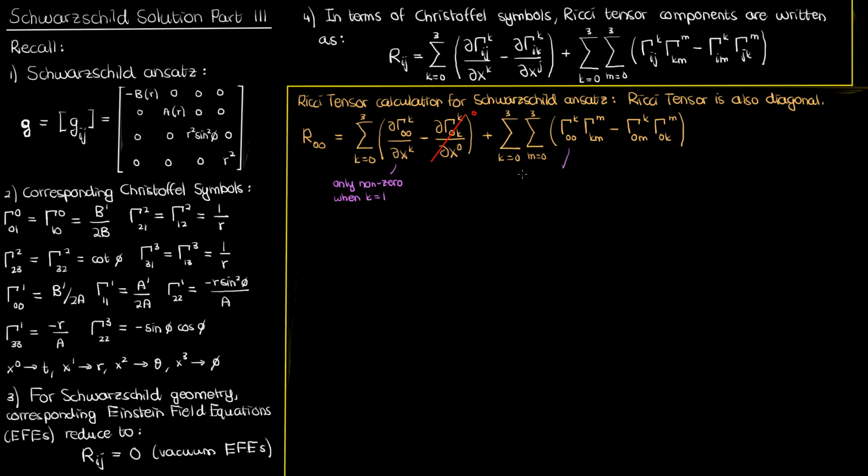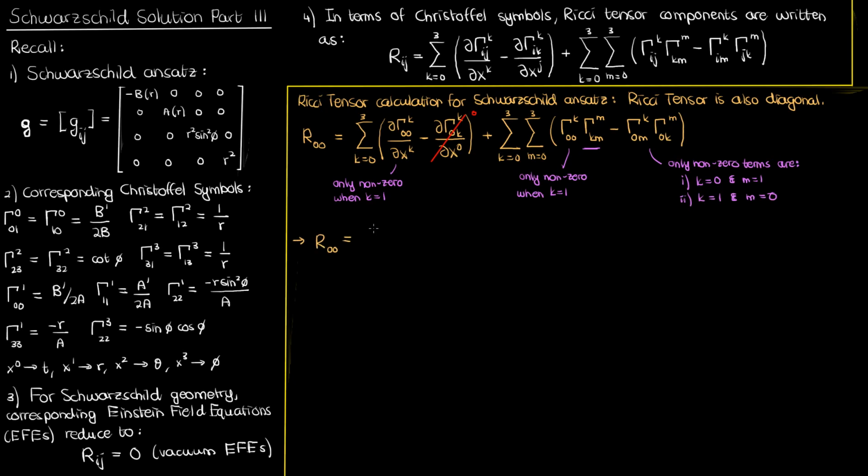The third term in our R0,0 equation is only non-zero when k equals 1, but when k equals 1, any value of m applies for the second Christoffel symbol, so we still have to sum over m from 0 to 3 here. And finally, in the fourth term, the only non-zero Christoffel symbol for k equals 0 is m equals 1. Similarly, for the same fourth term, the only non-zero Christoffel symbol for k equals 1 is when m equals 0. The other two values of k just give you a 0 Christoffel symbol.